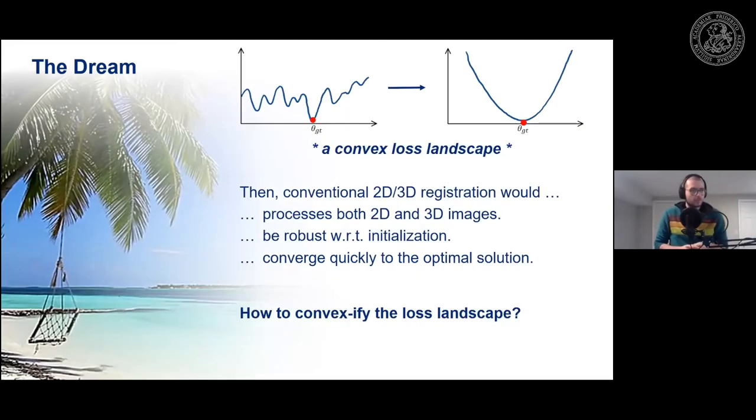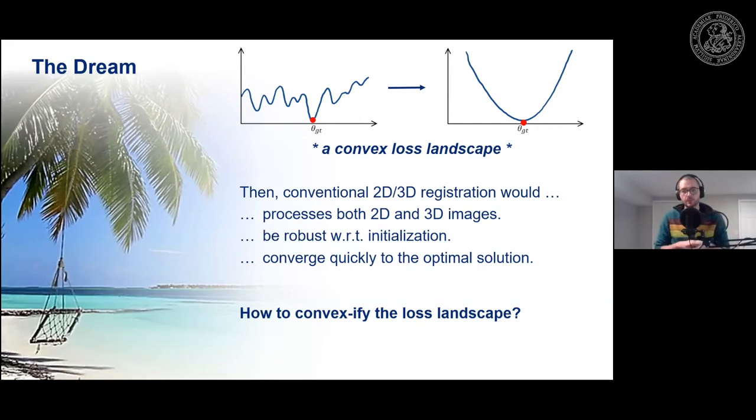Okay, so what should we do about this? Well, here's a dream. This is what we would like to have. What we would like to have, ideally, is maybe a convex loss landscape. If we were able to get a convex loss landscape for this iterative optimization problem that we talked about in conventional 2D/3D registration, then already the naive approach that we talked about earlier, iteratively updating the pose parameters based on some similarity function that now is convex, then our approach would, in fact, process both two-dimensional and three-dimensional images at the same time.